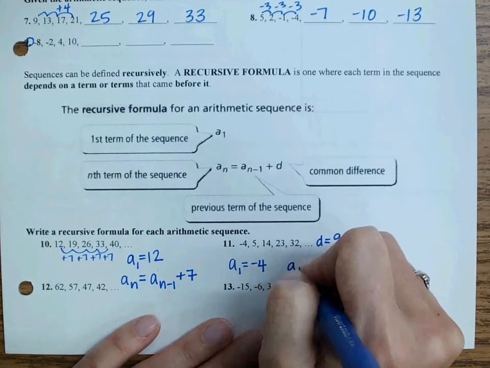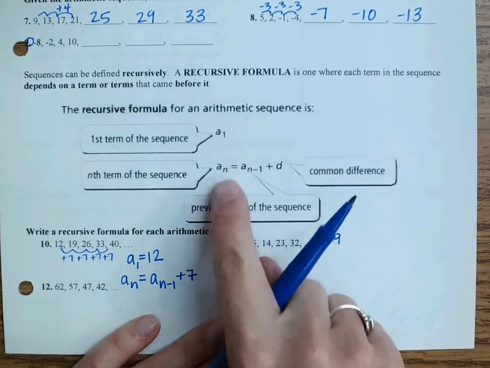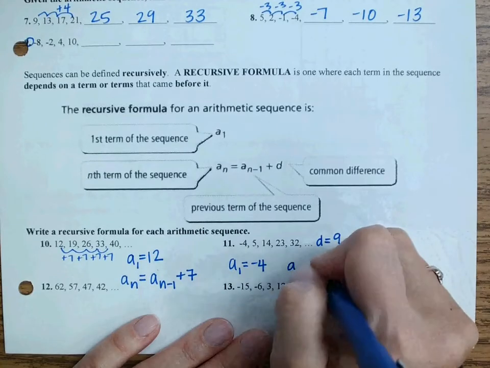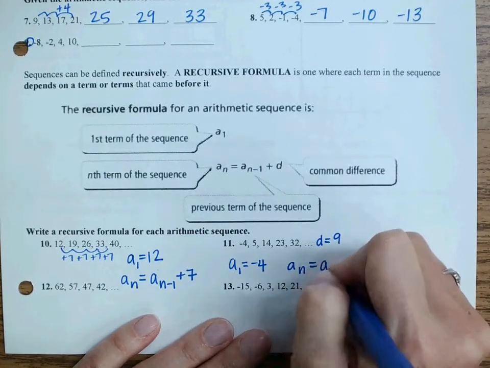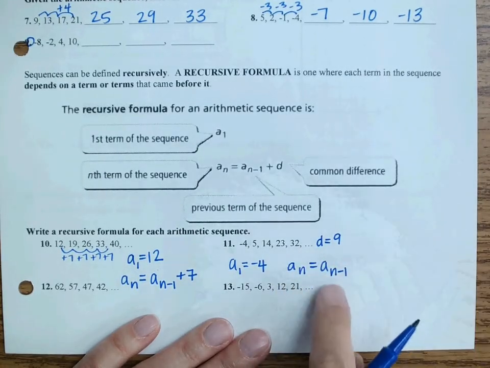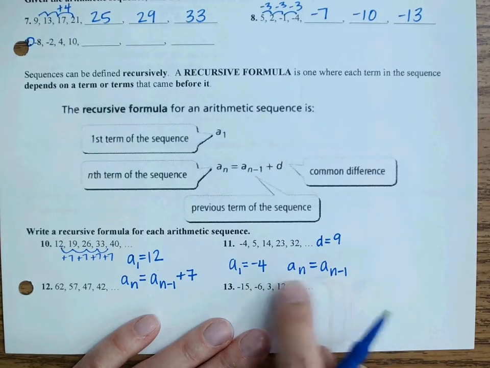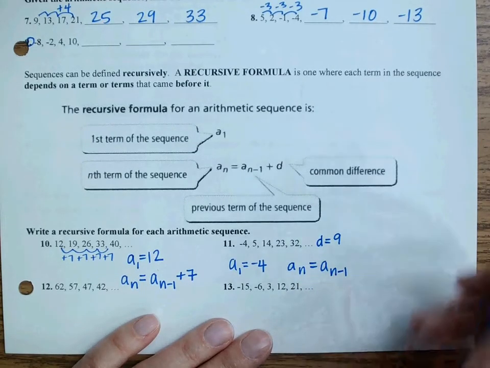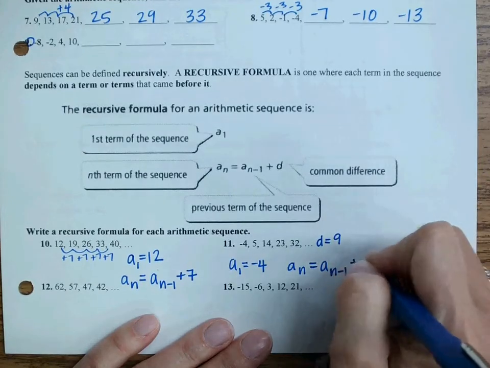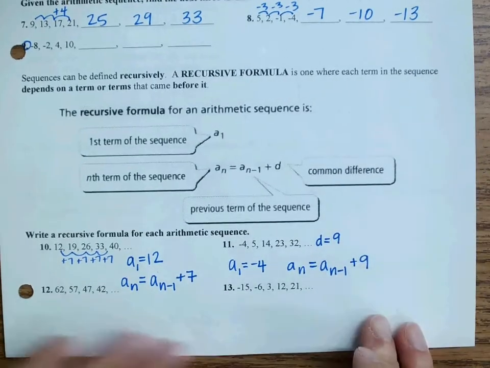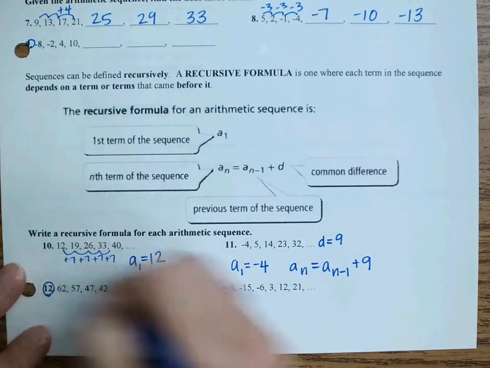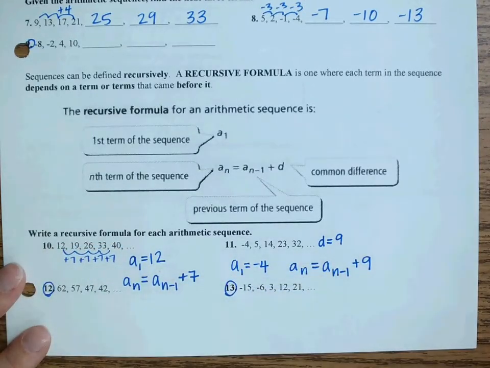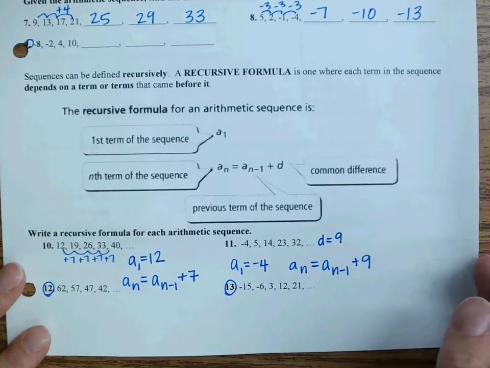So if I write in my recursive formula, again, matching that up, a sub n equals a sub n minus 1. If we knew what n is, then we would put that number in, but we'll see some examples of that. And then we're going to add on the common difference of plus 9. And then we'll do 12 and 13 next time I see you in class. Okay, go ahead and flip it over.